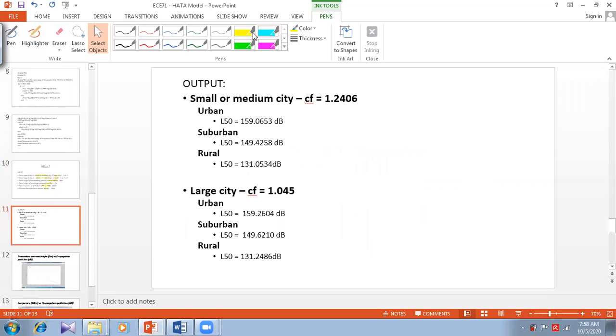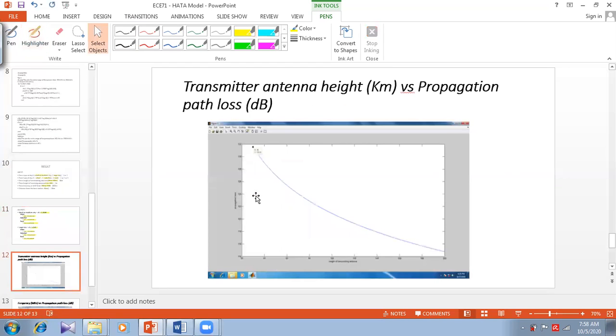First we will be finding the correction factor, followed by the path loss for an urban area, suburban area, and rural area. This is for a small or a medium city. For a large city, similarly, you can find out the corresponding value of your correction factor, your path loss for urban area, path loss for suburban area, path loss for rural area. And then we can have these graphs. This is a graph for your transmitter antenna height to propagation path loss.